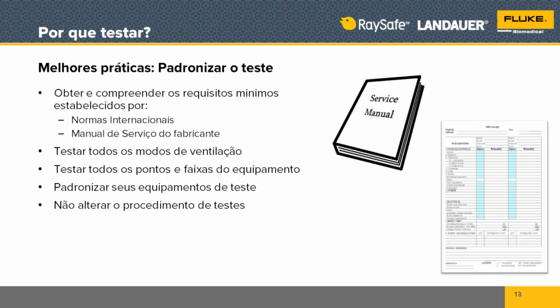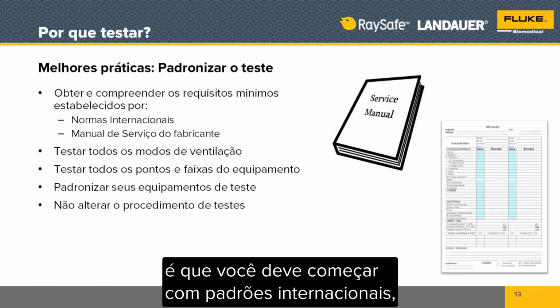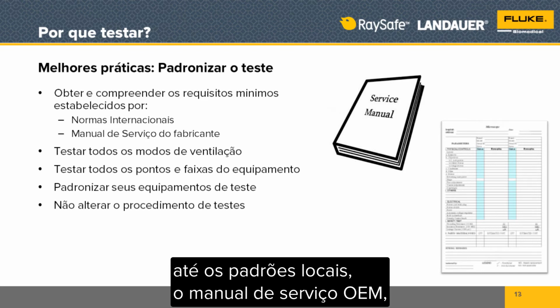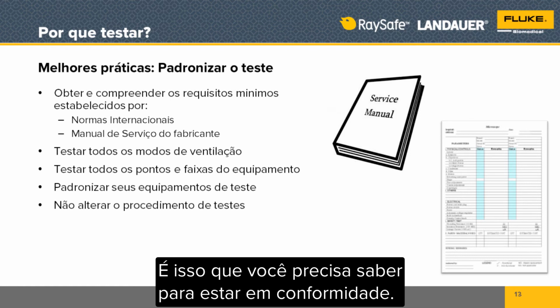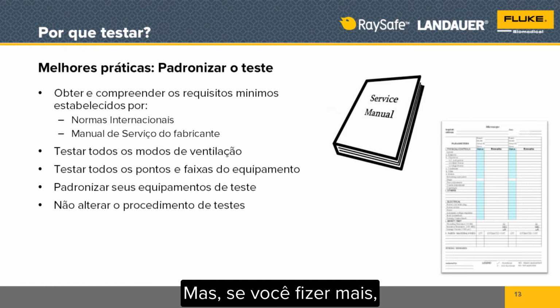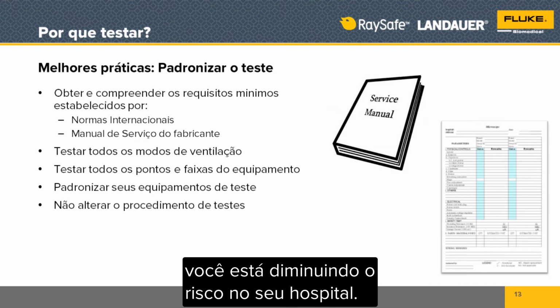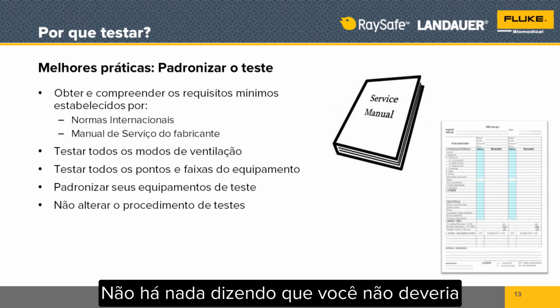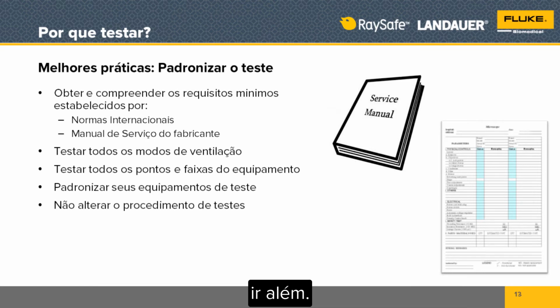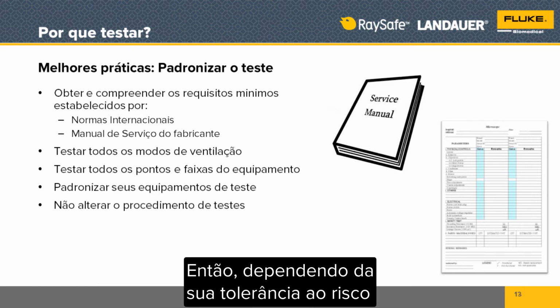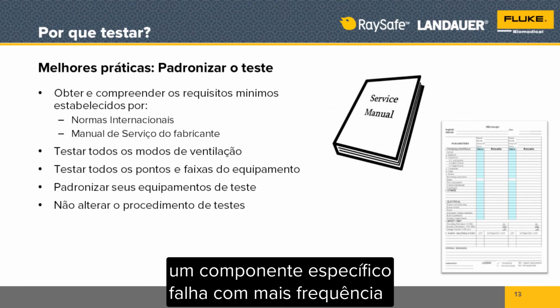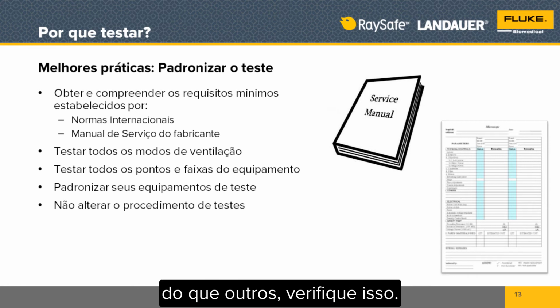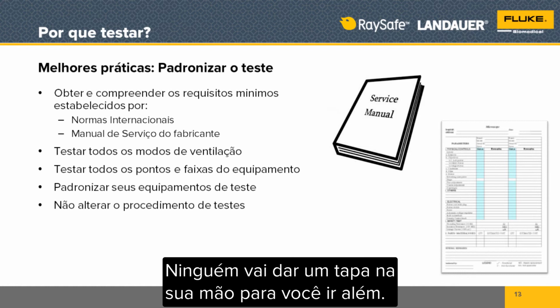Yeah, and another thing to note is that you should start with international standards, even local standards, the OEM service manual, but you can always do more, right? That's what you have to meet to be compliant. But if you do more, you're lowering the risk in your hospital, you're increasing patient safety. There's nothing telling you that you shouldn't go above and beyond. So depending on what your risk tolerance and risk threshold is, you may want to even do more if you know that a specific component fails more often than others. Run a check on that. No one's going to slap your wrist for going above and beyond.